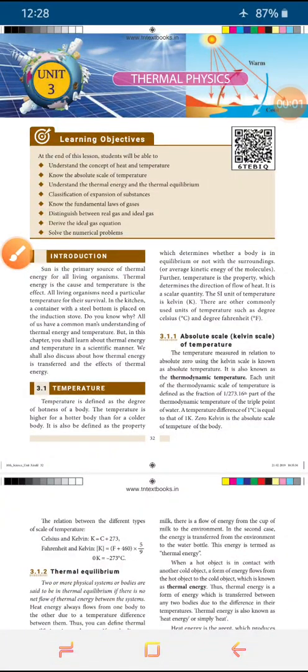Good morning, students. In last class, we completed our unit number 2, optics. A lot of ideas we gathered in that unit. Following that, in this unit 3, we are going to discuss thermal physics. First of all, we discussed a little bit about this thermal physics in last class.